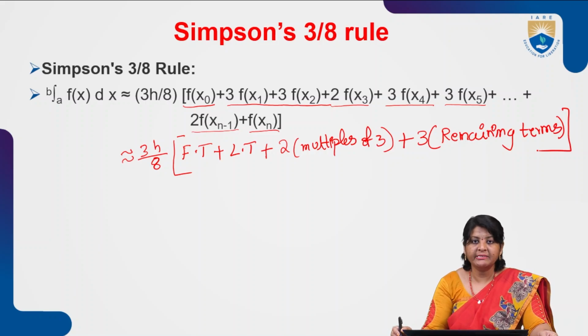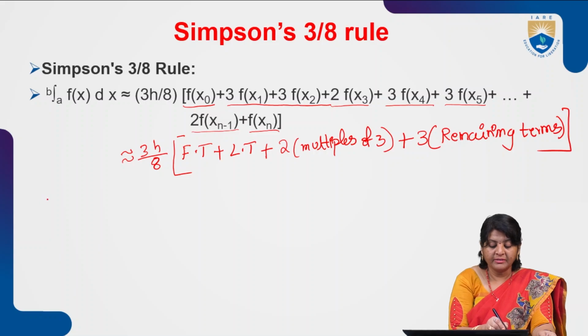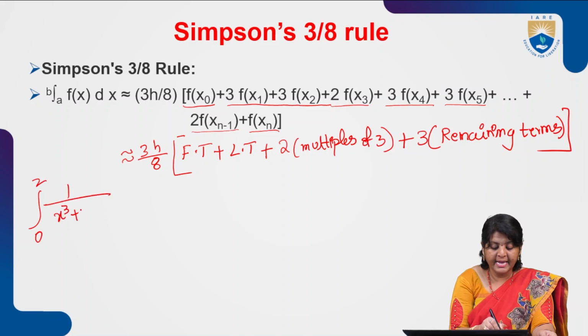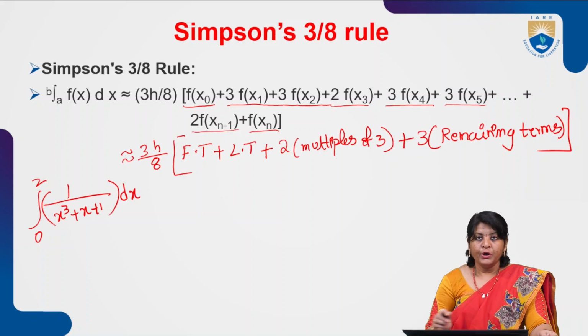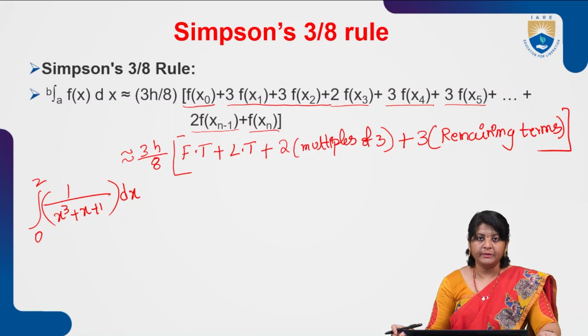So the above formula is rewritten in an understandable format as 3h/8 into first term plus last term plus 2 into multiples of 3 plus 3 into remaining terms. Now the given function is the integral from 0 to 2 of 1 by (x cube plus x plus 1) dx. Now we will substitute all these values in the required table.